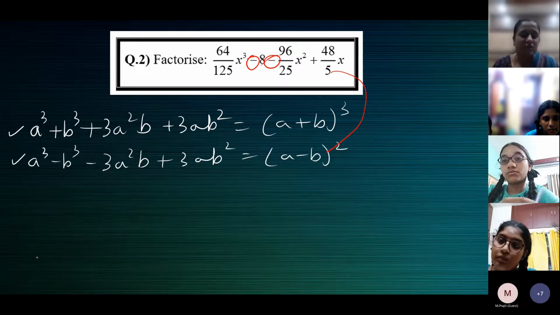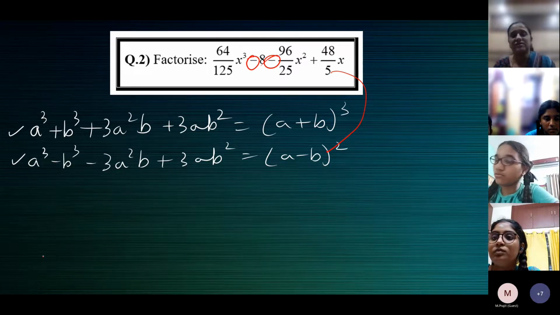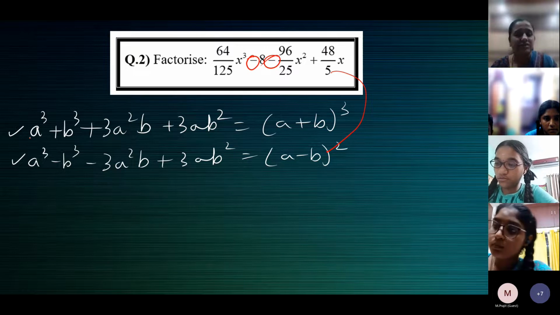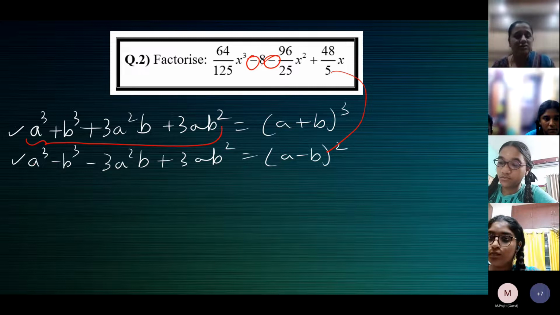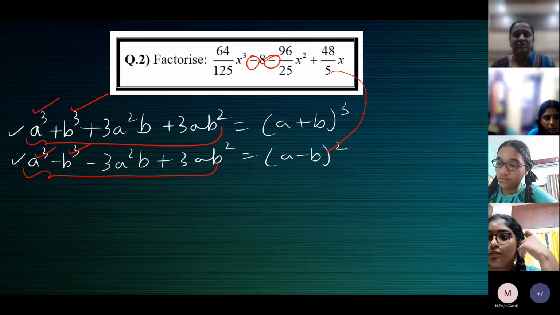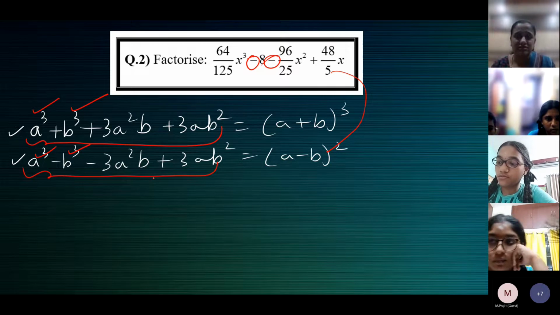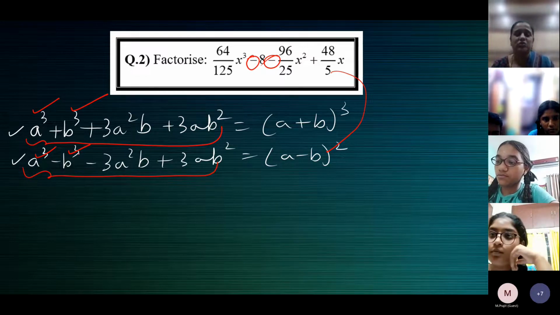So it's very easy to identify the correct identity. These are the only 2 identities in which you have 4 terms, of which 2 are perfect cubes: a cube plus b cube, a cube minus b cube.